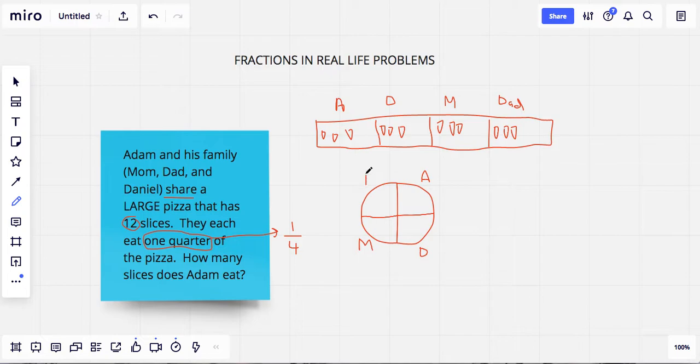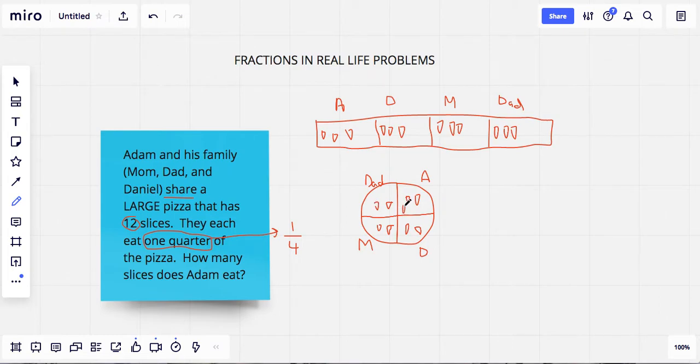So if I wanted to do it this way, let me just throw Dad up here. I could do the same thing. I could divide the pizza and say, okay, so Adam is going to get 1 slice, and 1 slice, and 1 slice. And I could keep going around. I could use tallies if I wanted to. I'm trying to do little pizza triangles here. Okay, and I would just work my way around.